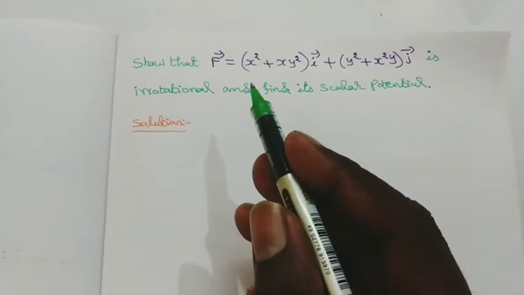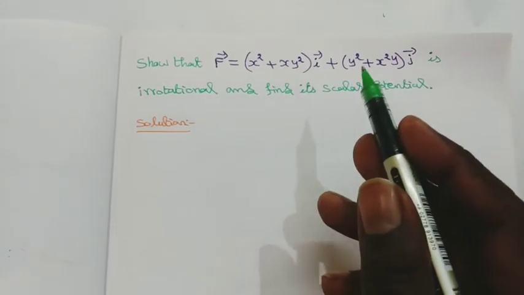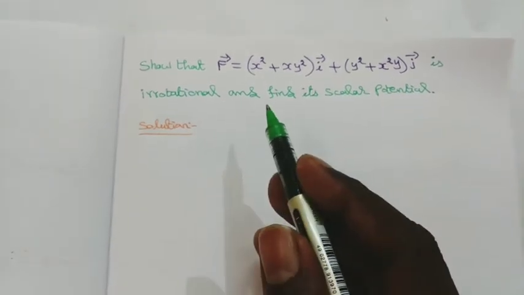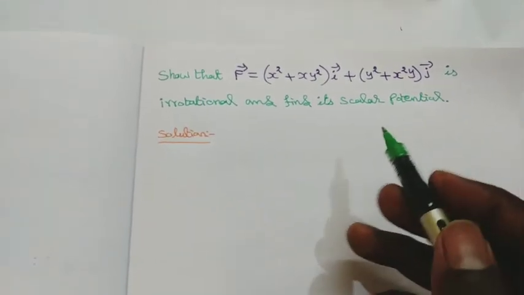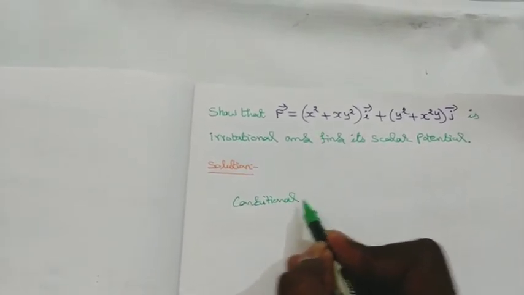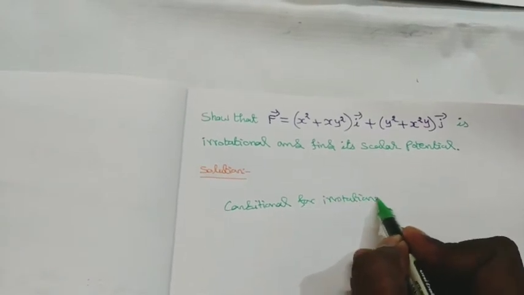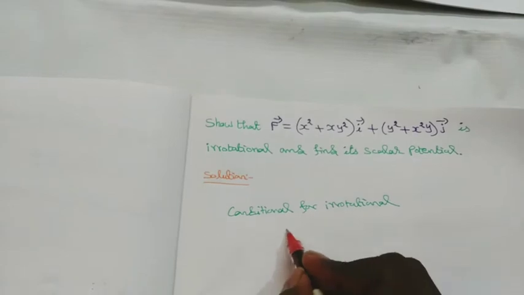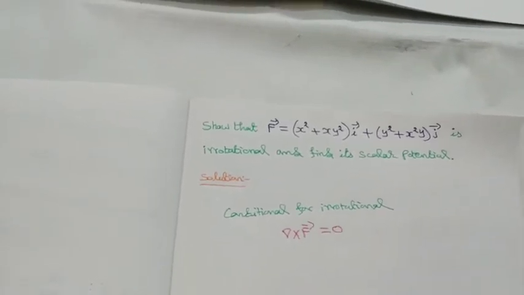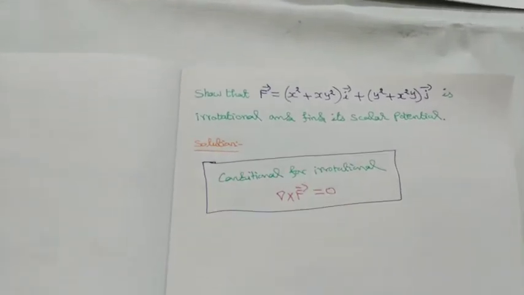Show that f vector is equal to (x² + xy²) i + (y² + x²y) j is irrotational. Find its scalar potential. So the condition for irrotational is del cross f vector equal to 0. So this is the condition for irrotational. So I am going to find out del cross f.